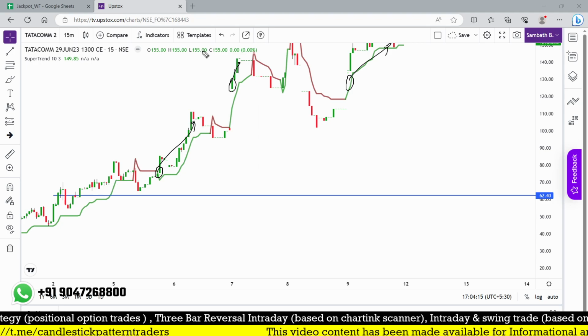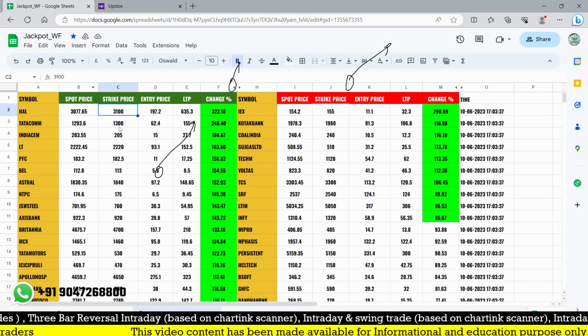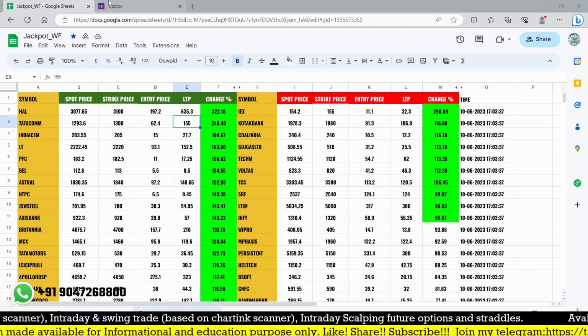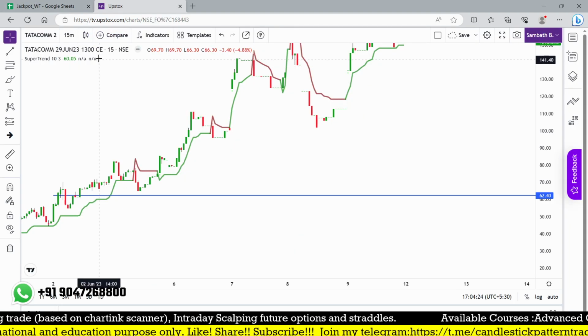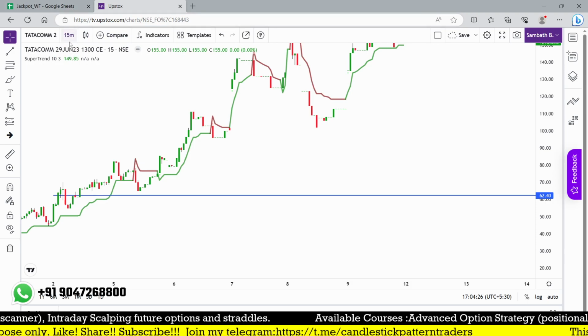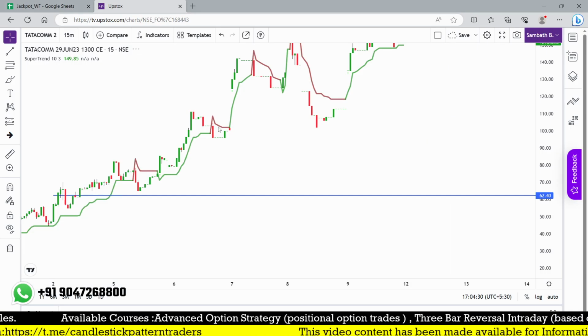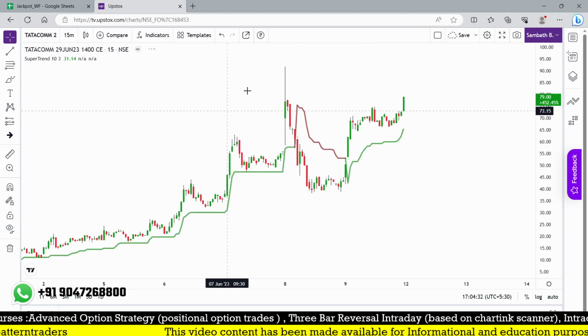So maybe the strike price is in the top list, and we can focus on that particular strike price for continuous entry opportunities. If it is an entry, we can go for it, and it keeps on increasing the strike price. So you can also change the strike price, now 1400, and the same strike price if you are focusing on a buying opportunity.